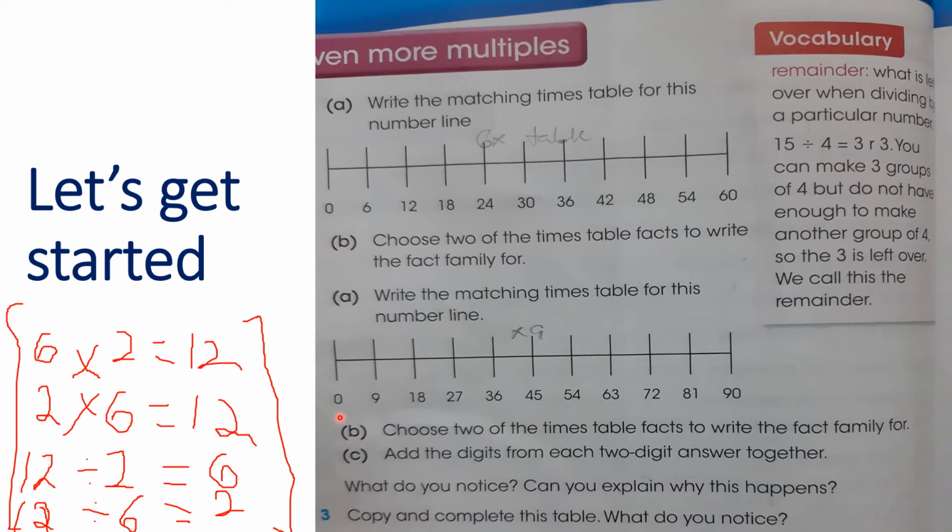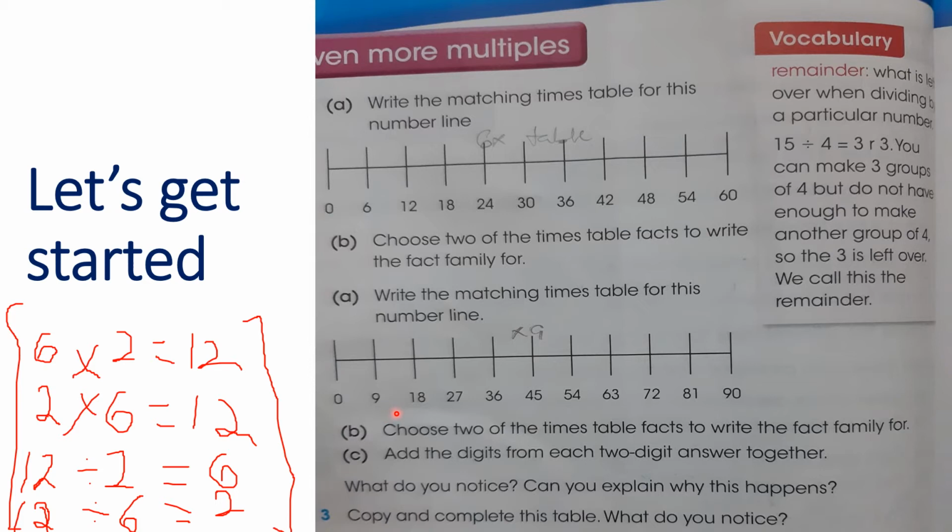The 9 times table. I always tell you, after the 0, look at the next number. It is 9, so definitely we are counting in nines. It means that this should be the 9 times table. So what will you do? Start from 0 multiplied by 9 equals 0. The next will be 1, or 9 multiplied by 1 equals 9.